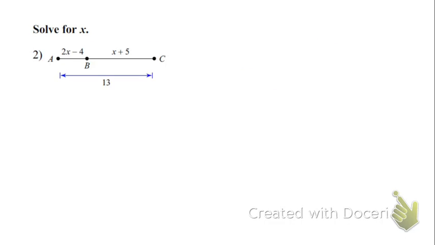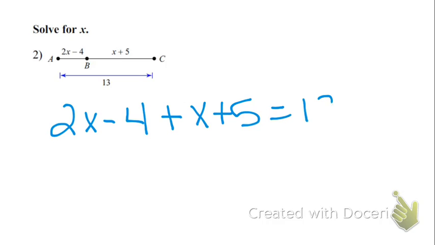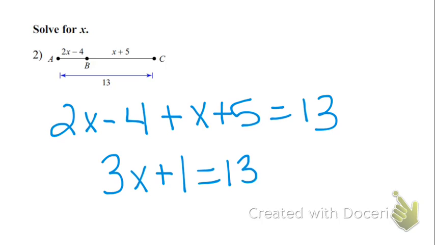So on this problem, we want to solve for x. We still know that the whole segment is 13, so if we add AB and BC, we just set that equal to 13. So 2x minus 4 plus x plus 5 is 13. We can combine like terms, so 2x and x is 3x, negative 4 and 5 is 1. And then I know you guys know how to solve this, so if we subtract 1 and divide by 3, you get 4.